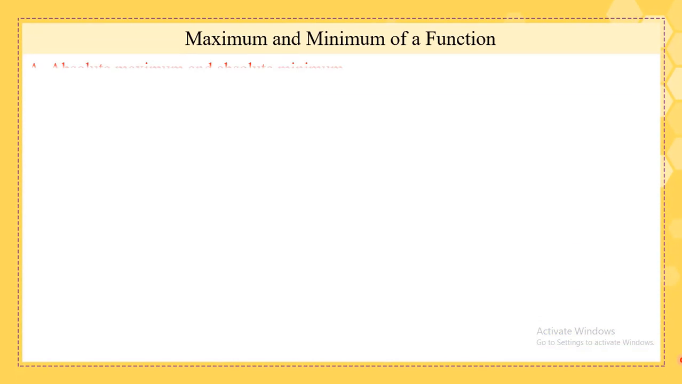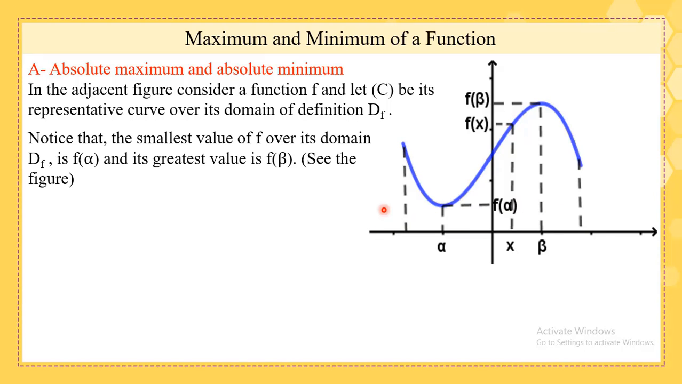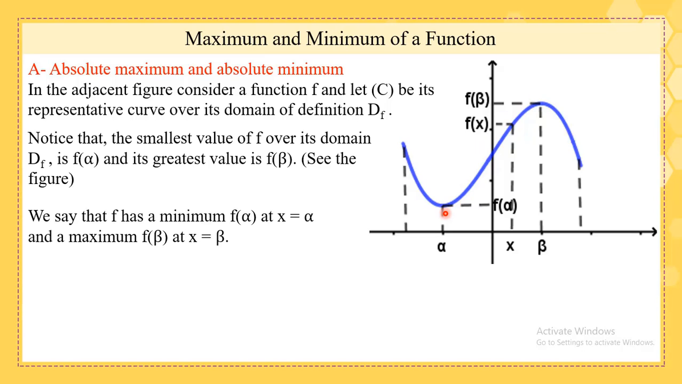Maximum and minimum of a function. The absolute maximum and absolute minimum. In the adjacent figure, consider f a function and let C be its representative curve over its domain of definition Df. Notice that the smallest value of f over its domain of definition is f of alpha. This is the lowest point on the curve. And the greatest value is f of beta, the highest point on the curve. So we say that f has a minimum of f of alpha at x equal alpha and a maximum f of beta at x equal beta.